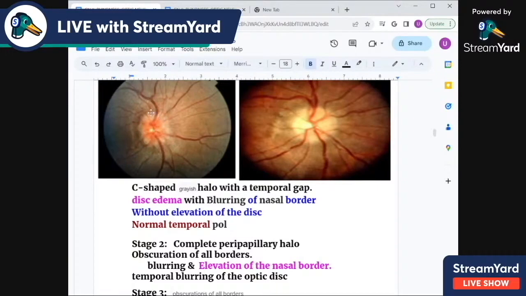Stage 2: the C-shaped grayish halo is complete. It also covers the temporal area. There is nasal elevation and obscuration, and temporal obscuration as well. So in the chronic stage, in stage 1, there is a C-shaped incomplete halo at the temporal side with nasal border obscuration. And in the second stage, the C-shaped halo becomes complete, also covering the temporal border, and there is temporal excavation and elevation as well.